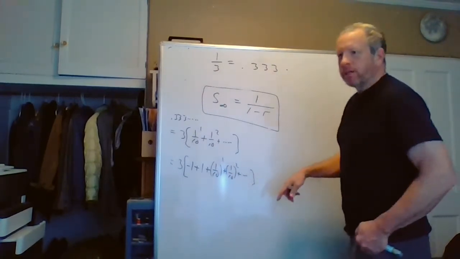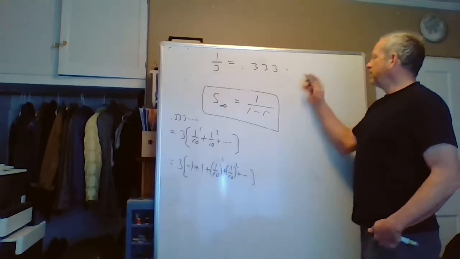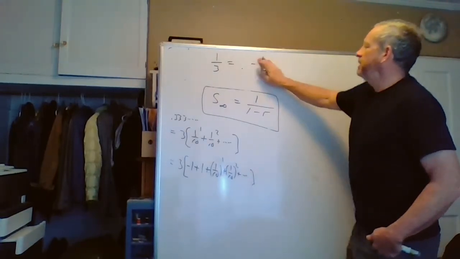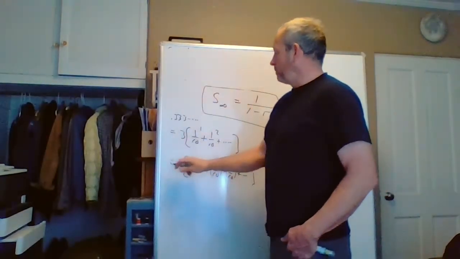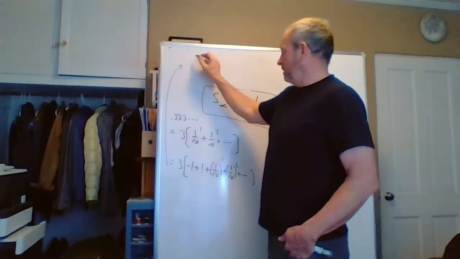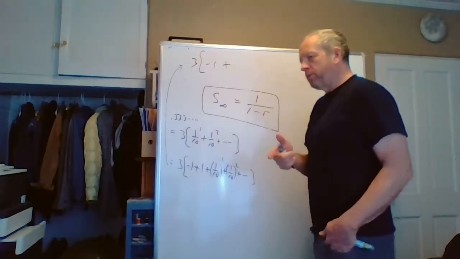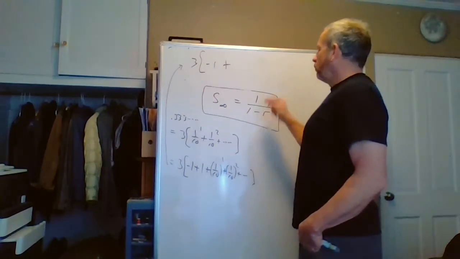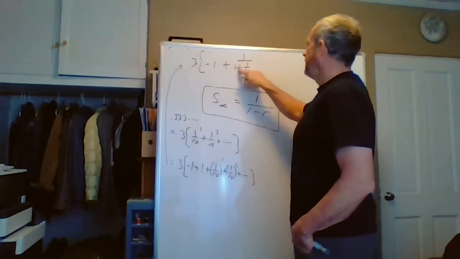So let's see on the screen here. I'll get out of the way. So this right here is equal to, maybe put a little arrow up here like this. 3 times -1 plus, and now we've got the formula. And the formula says this is 1 over 1 plus 1/10. Sorry, minus.